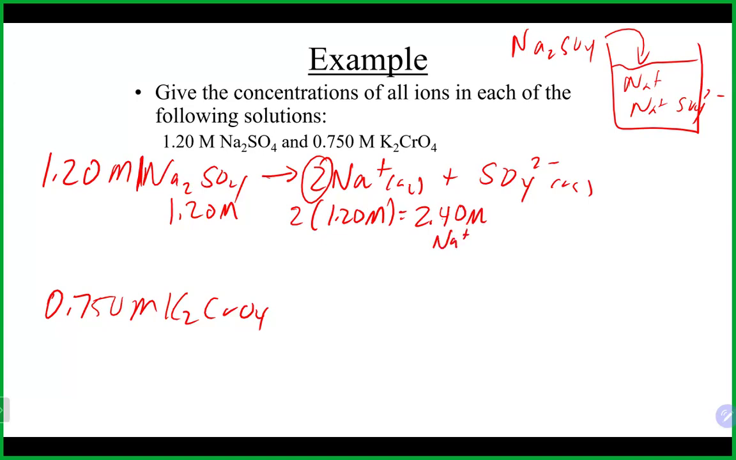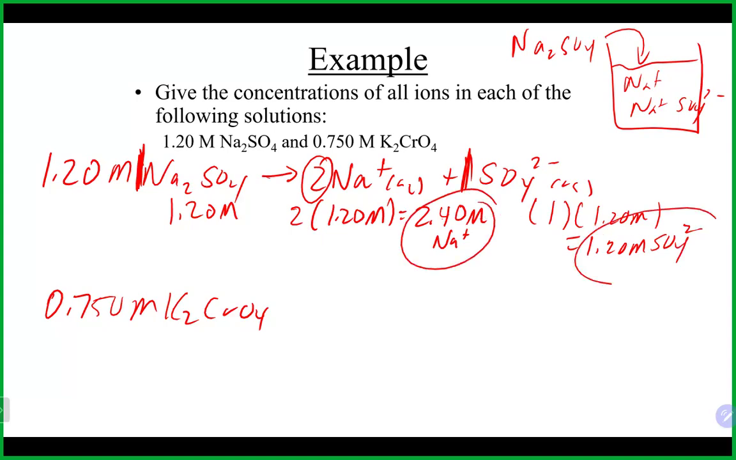And if you did it for the sulfate, it is a 1-to-1 relationship. Basically, you would take 1 times the 1.2 molar, giving you 1.2 molar of sulfate. So as you can see here, the solution is actually twice as concentrated in sodium ions as it is in sulfate ions. And that's what we see here when we draw the picture. You've got a 2-for-1 situation, so twice as concentrated in terms of the sodium. Same thing would happen on the bottom here. This guy would break apart into 2 potassiums and a chromate.